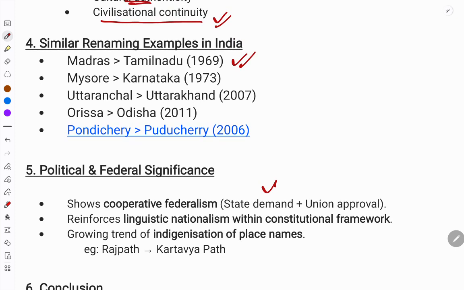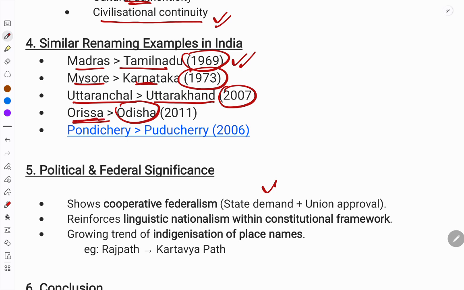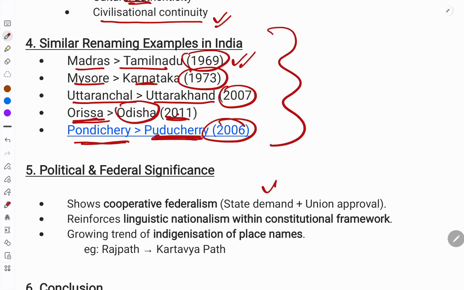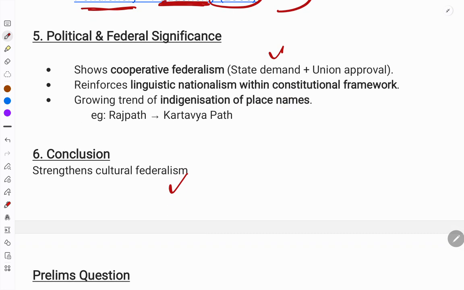It's not like this is the first time it has happened. Similar name changes have happened in India since independence. For example, Madras was transformed into Tamil Nadu in 1969. Mysore was changed to Karnataka in 1973. Uttaranchal was converted to Uttarakhand in 2007. Orissa was converted to Odisha in 2011. Pondicherry to Puducherry in 2006. These kinds of changes have already been made by the government, that is, the Indian Parliament.